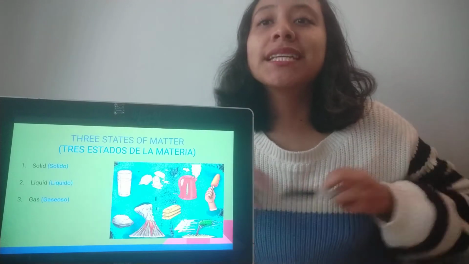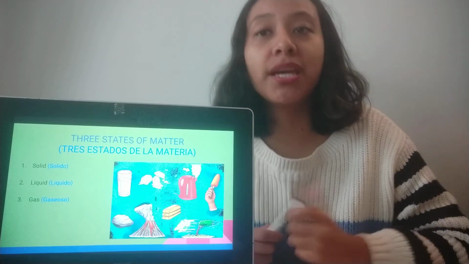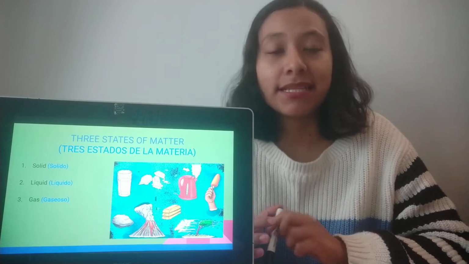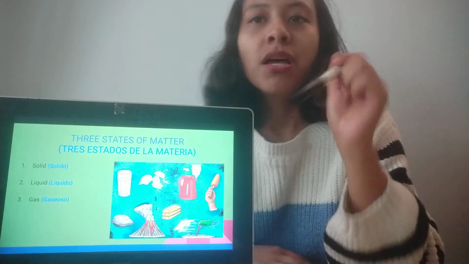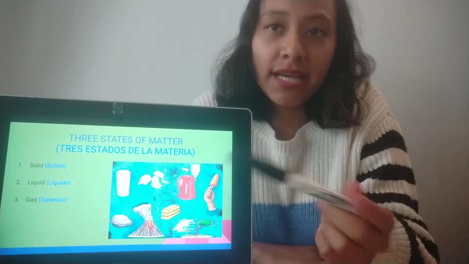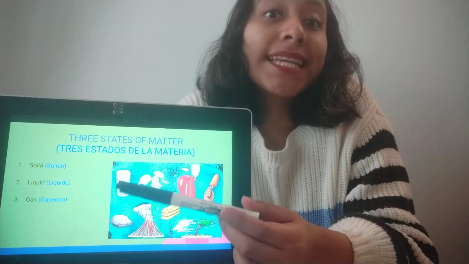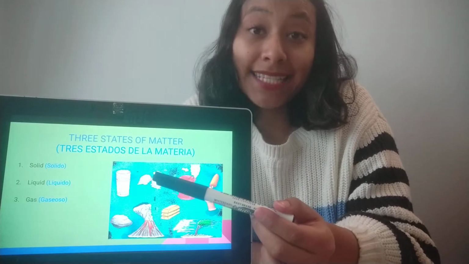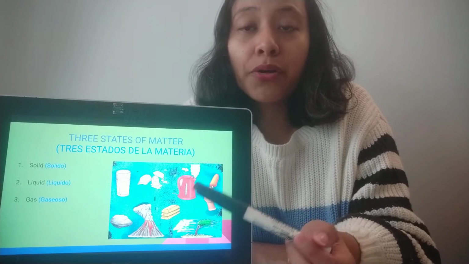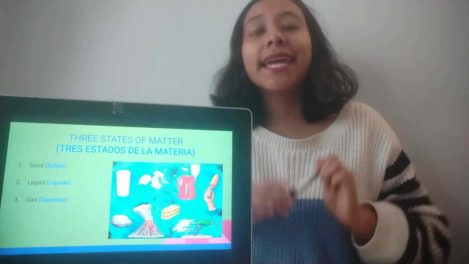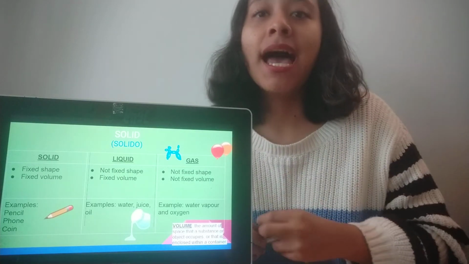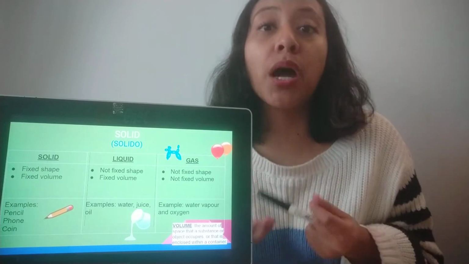Okay, so the states of matter that we're going to learn today are three. We have solid, liquid, and gas. Alright, also written right here in Spanish. In the picture, we have some examples of these states of matter. So for example, the water is liquid, all right? The ice is solid. The popsicle is also solid. And the water vapor right here, that one is gas, all right? So each element has different properties, all right?